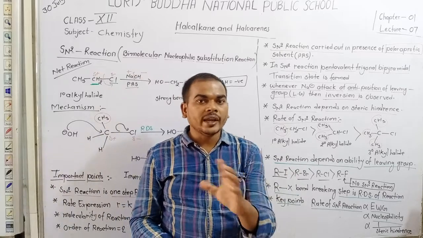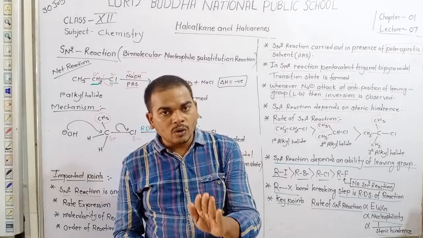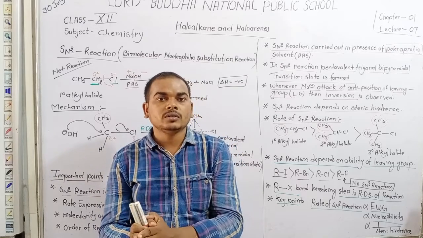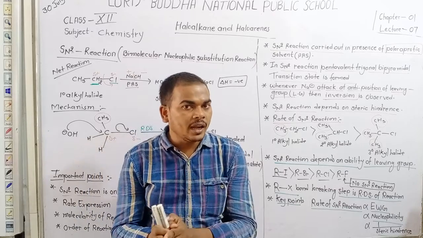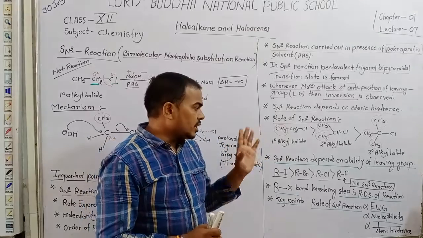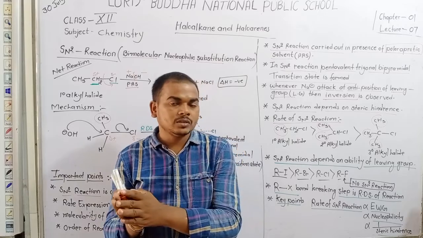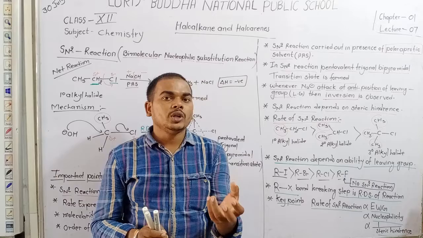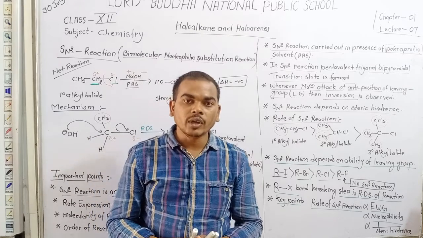So finally we conclude that the SN2 reaction is carried out in the presence of a polar aprotic solvent and a 1 degree alkyl halide. Okay student? And in this reaction Walden inversion takes place because the attack of the nucleophile is anti to the leaving group.